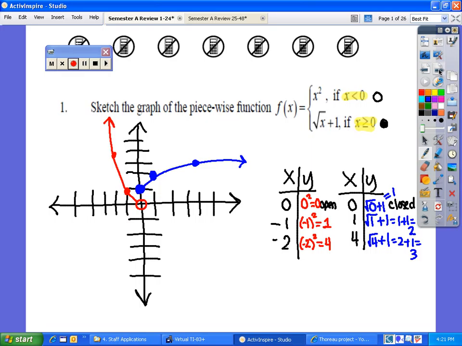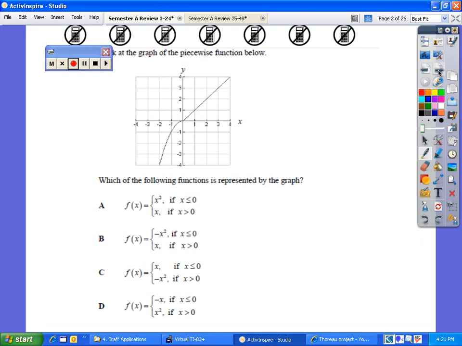All right, on to number 2. Okay, number 2 says which of the following functions is represented by the graph. So first thing I want to do is decide what the domain restriction is. I can tell that it's at 0. So I'm going to have something that's going to be greater than 0. That's on this side because it's to the right. And then this one on the left-hand side will be less than 0.